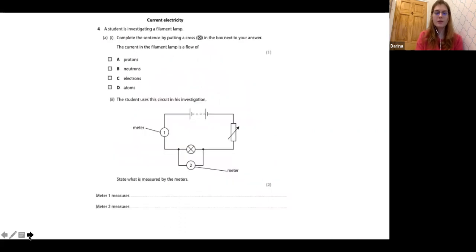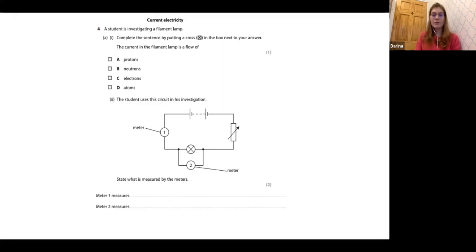Okay, next one. Again, this is a bit of a multiple choice, and then we're seeing what's measured by the meter. So question 4A. Just either put A, B, C, or D in the chat, or the answer that you think. Right, everyone got that really quickly. Remember, it's electrons that are traveling around the circuits. Please don't make the mistake of thinking that it's the metal ions as well. It's only the electrons.